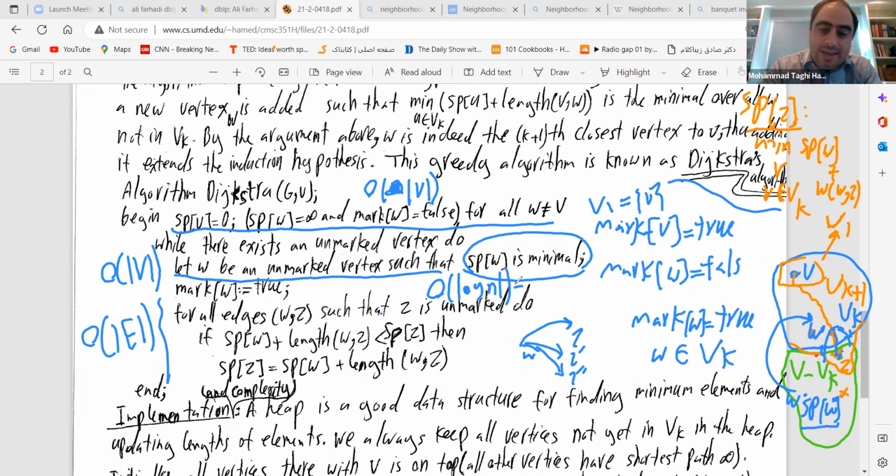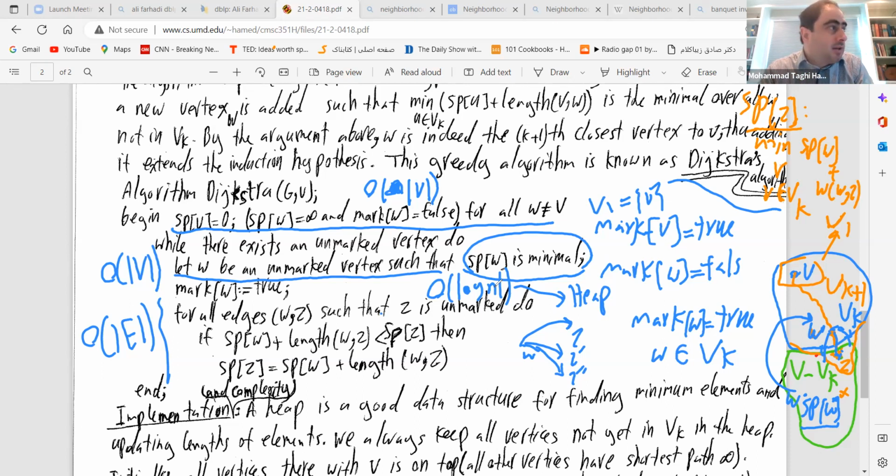Actually, we are using the heap or priority queue for this step. If you remember, what do we do here? All these SP of W, we will keep them in a heap, a min heap or priority queue. These are the same things.